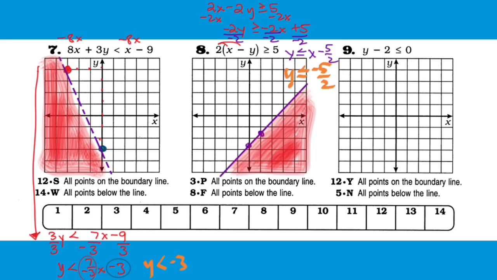And number 9, I simply have to add the 2 to both sides. And this is a 0 slope line. So I start at 2 and it goes across the whole thing, and it's equal to, so it can be on this line or less than this line.